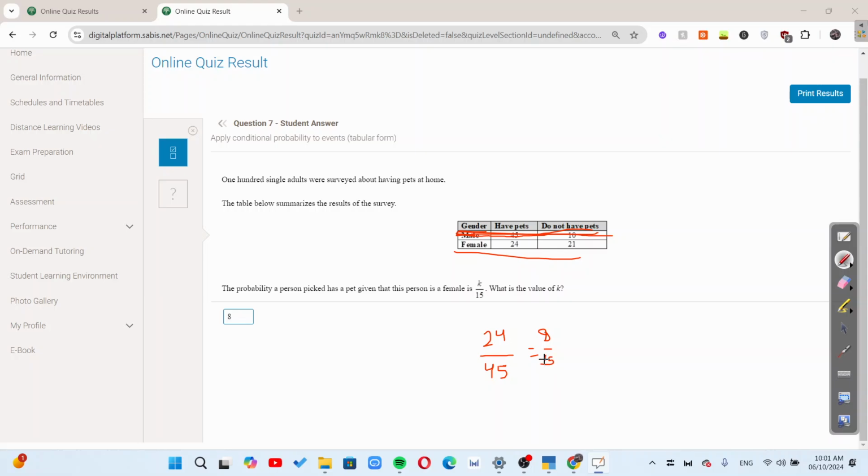And that is it. So when it tells you that this person is male or female, or that your number is less than 8, or that your first one is white, you forget any other option. They told you it is. So here they told you it's a woman, so we don't even count the males as an option. So what's the chance that this woman has a pet? It's 24 out of the sum of these, which is 45. You want it over 15, so you divide by 3, divide by 3.